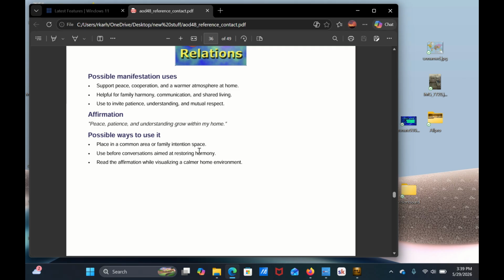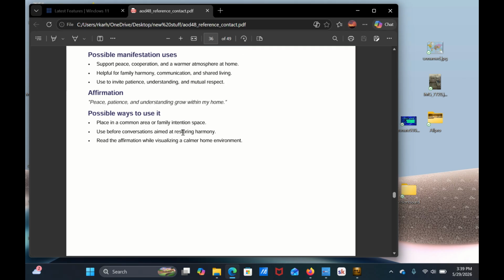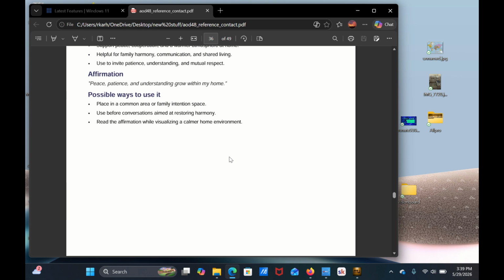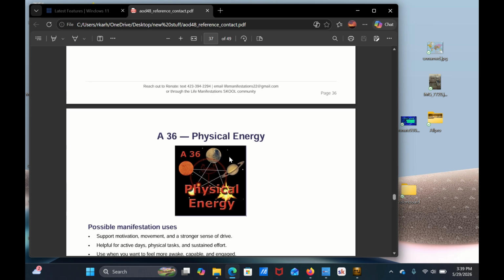Place in a common area or family intention space. Used before conversation aimed at restoring harmony. Read the affirmation while visualizing a calmer home environment.